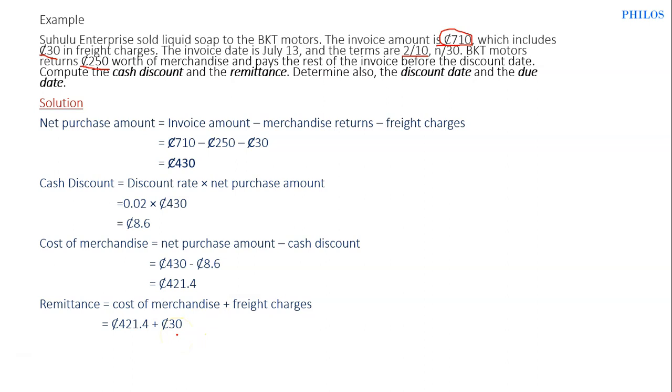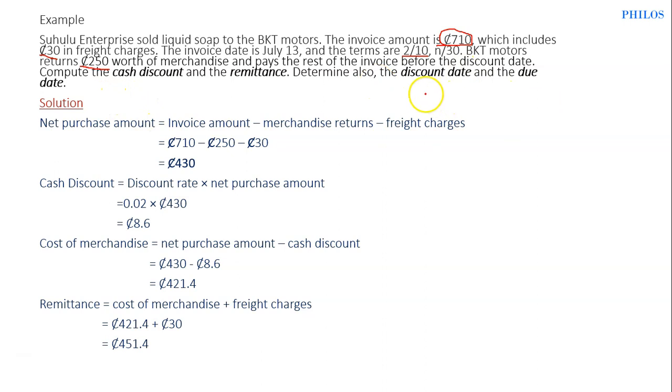Freight charges is just like delivery. That will give you 451.4 cedis. So the remittance is 451.4 cedis. Then the question also says determine the discount date and the due date.